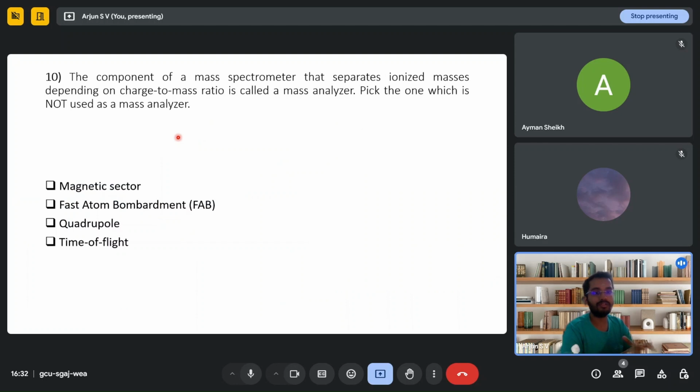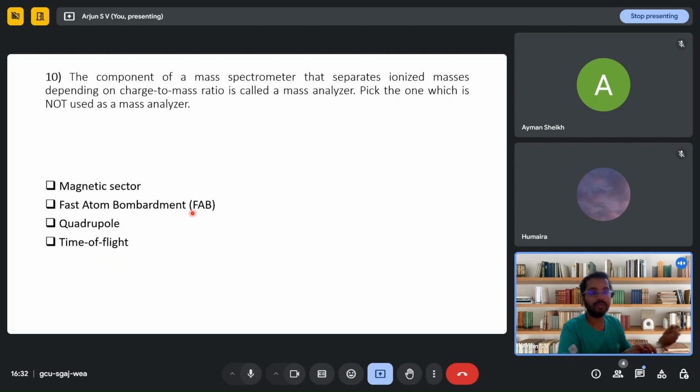Okay, last question. This is a pretty theoretical question. The component of a mass spectrometer that separates ionized masses depending on charge to mass ratio is called a mass analyzer. Pick the one which is not used as a mass analyzer. So this is pretty simple. Magnetic sector, fast atom bombardment, quadrupole, and time of flight. Out of this, only fast atom bombardment is not a mass analyzer because it's an ionization technique.